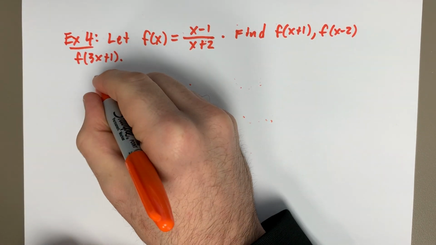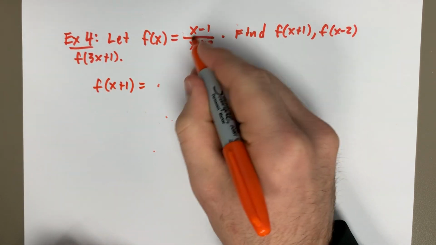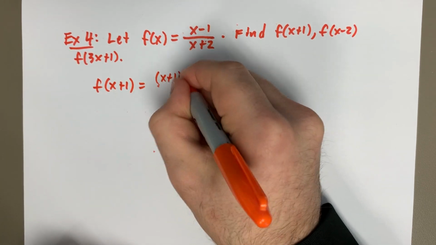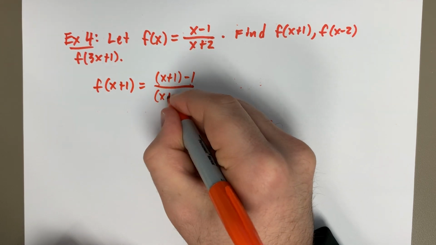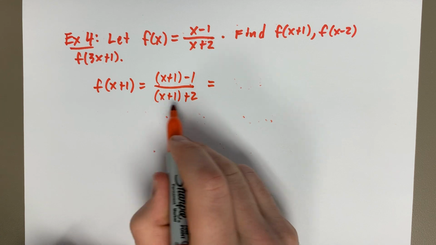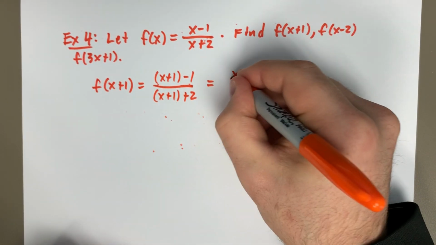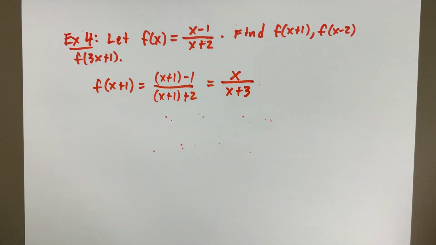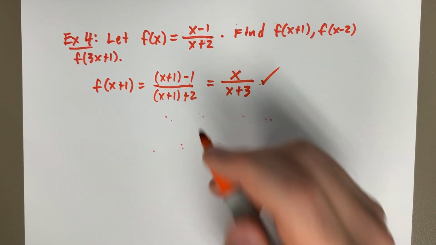Same approach as last time. Let's fly through it. F of x plus 1. Every place I see an x, I'm going to replace it with an x plus 1. So x plus 1 minus 1, because of this minus 1, over x plus 1 plus 2. What does that give me? Drop the parentheses, because all we're doing is adding and subtracting. We can do that. So it gives me x over x plus 3. All right, so that one is done. All we did was replace x with x plus 1.